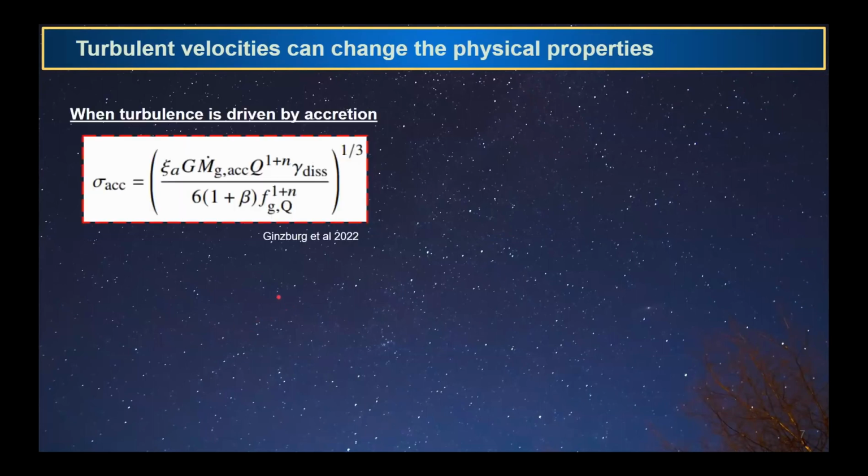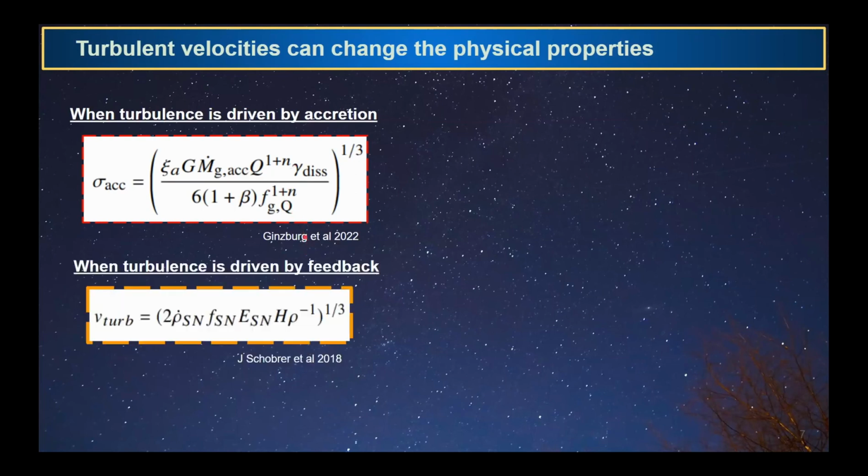So in our analysis, we simply assume two basic turbulent drivers. First is when the turbulence is driven by accretion. Here you can see it is dependent on many parameters like mass accretion rate, turbulence efficiency, and so on. If you want to go into the details of each parameter, you can contact me later, or you can go into this paper from where I've derived this formula. And another one is when the turbulence is driven by feedback. Here it is dependent upon the supernova rate density, scale height of the disk, and many other things.